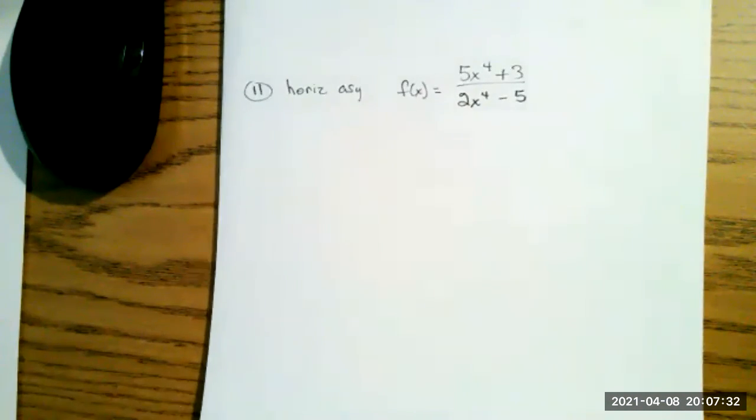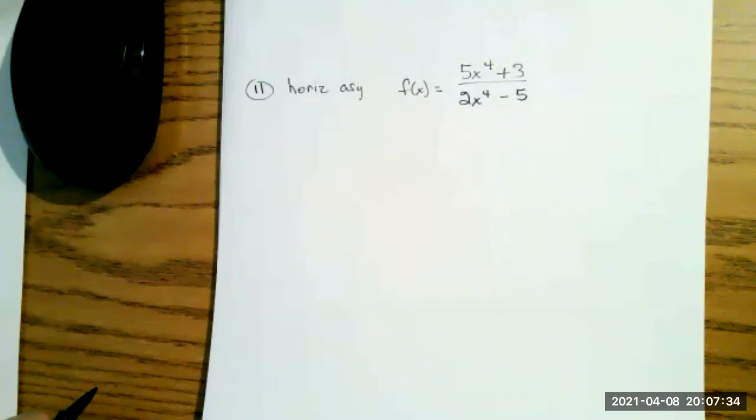Can you split that down just a tad? I sure can, I'm sorry. 5x to the 4th plus 3 over 2x to the 4th minus 5. Chandra, is that fuzzy for you, or can you see those numbers? I can see it. It was just the top part was cut off.